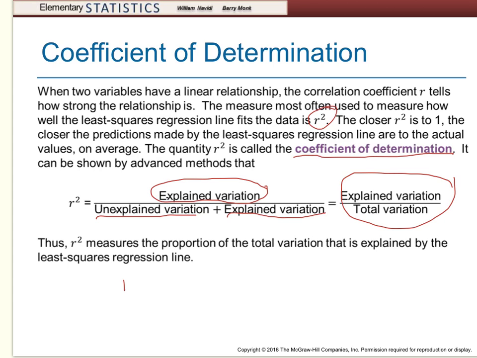Sometimes we see the equation this way: total variation in the data is equal to the explained plus unexplained.